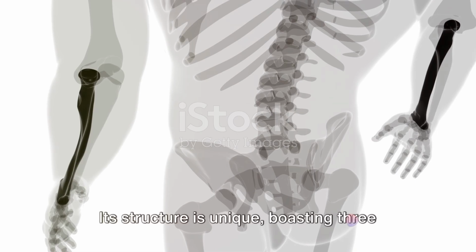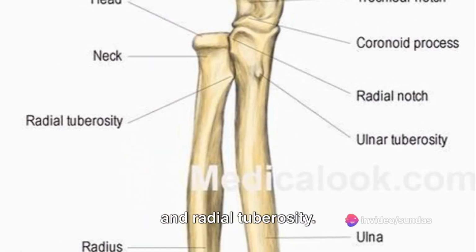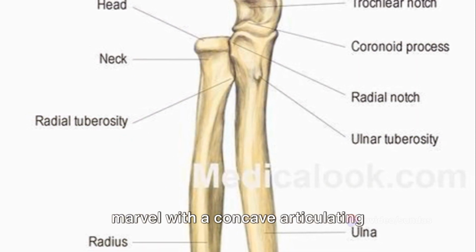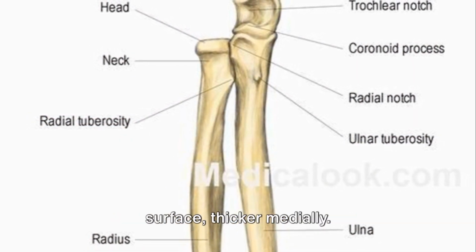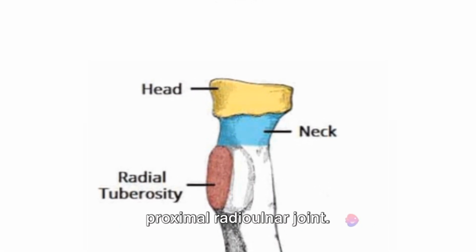Its structure is unique, boasting 3 important bony landmarks: the head, neck, and radial tuberosity. The head of the radius is a disc-shaped marvel with a concave articulating surface, thicker medially. This is where the magic happens in the proximal radioulnar joint.